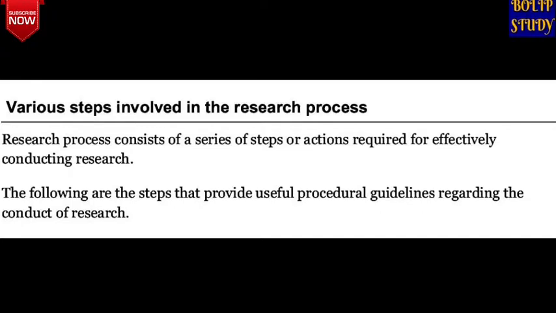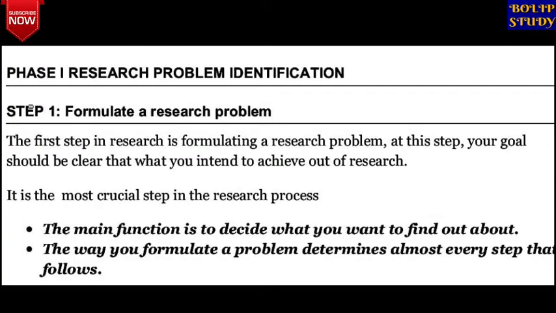Research process consists of a series of steps or actions required for effectively conducting research. The following are the steps that provide useful procedural guidelines regarding the conduct of research. Phase 1, research problem identification. In this phase 1, step 1 comes under. Step 1 is formulate a research problem.